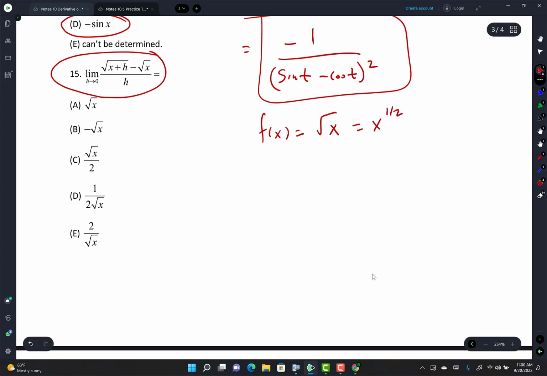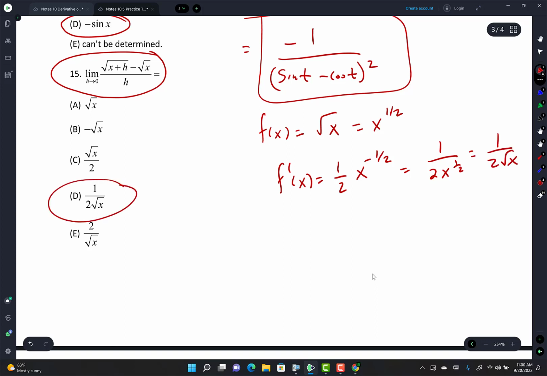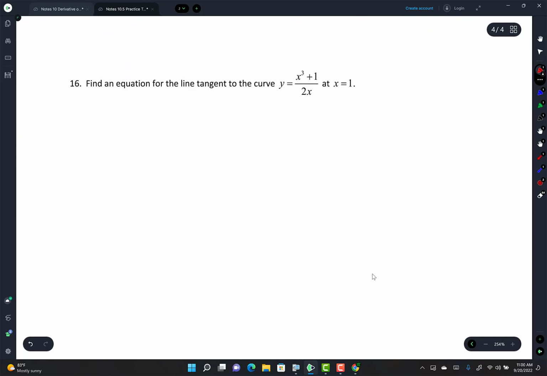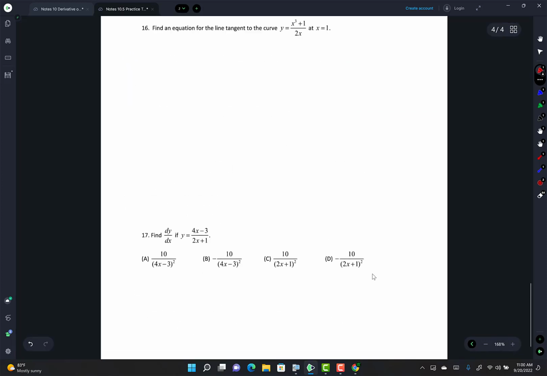X to the 1/2, that's not a derivative. I'll go to the next line, I'm going to write f prime. F prime of x equals, bring the half down, x, subtract 1 from that half, that's a negative half. So 1 over 2 x to the half. So 1 over 2 square root of x. This is the last page, guys. And that's it. We're done.